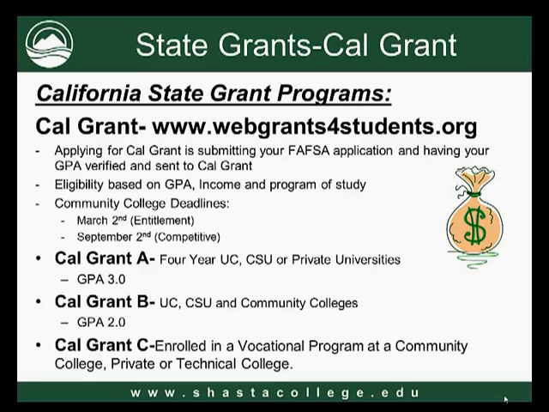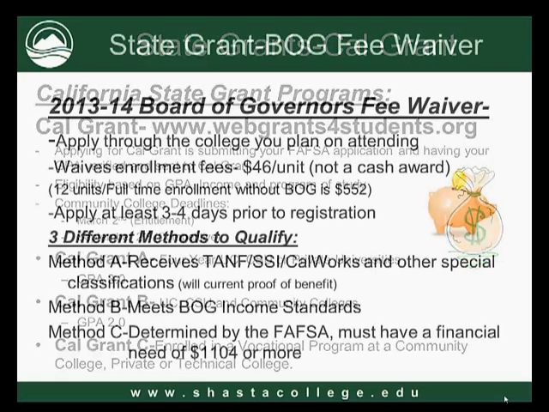To monitor your status for Cal Grant, visit www.webgrantsforstudents.org. Applying for the Cal Grant is submitting your FAFSA application, as well as having your GPA verified and sent to Cal Grant by the following deadlines. Community college deadline for entitlement is March 2nd. Community college deadline for the competitive Cal Grant is September 2nd. You must make sure to meet these deadlines in order to be eligible or considered for these grants.